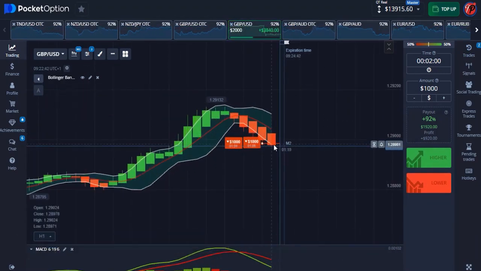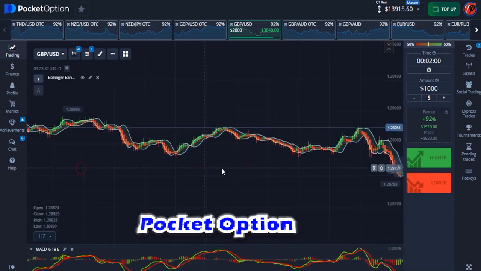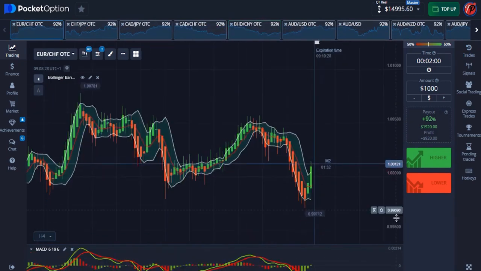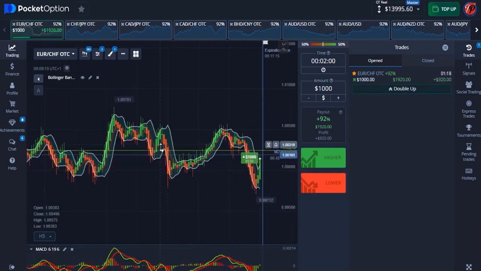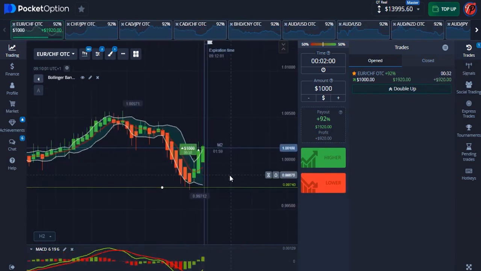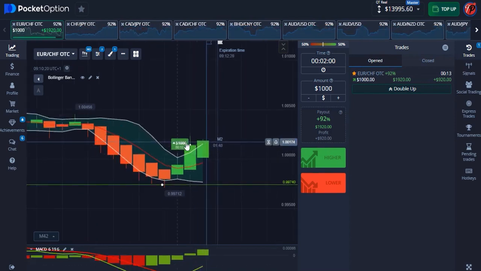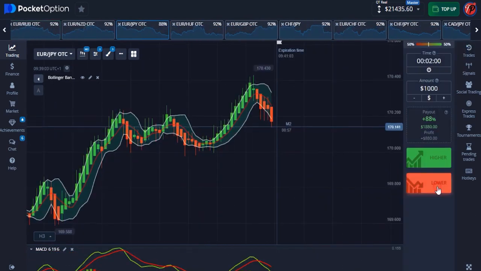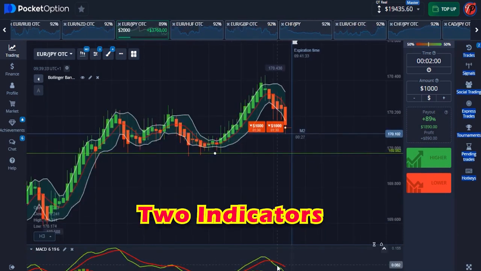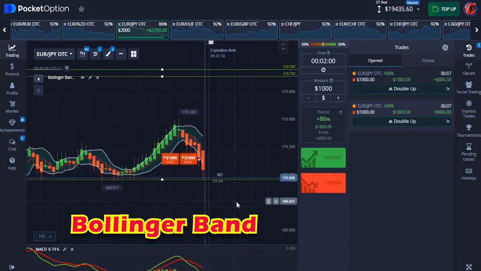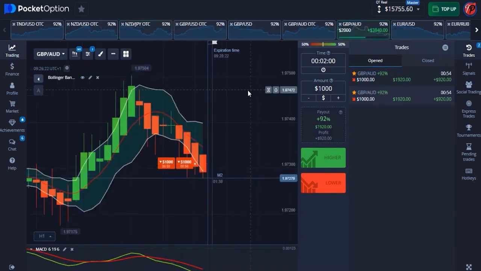In today's video I'll be trading again with Pocket Option, and I have something very powerful to show you guys. It's one of my strategies that I've used before and it's still very much powerful. In today's video I'm going to show you another new method to make use of this strategy. It's a very simple strategy that combines just two indicators. The first indicator I use is called Bollinger Band, while the second indicator is MACD.